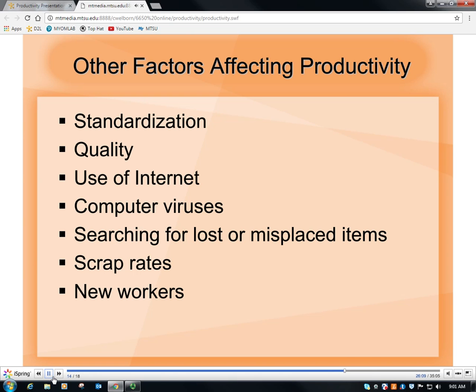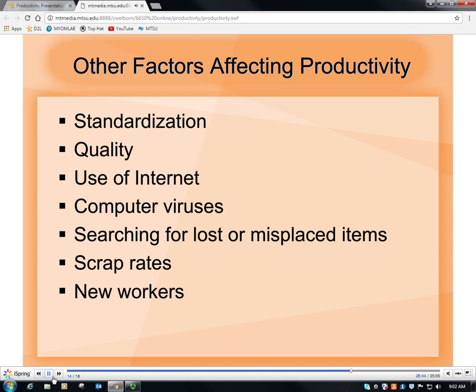Searching for lost or misplaced items. A lot of times on construction sites, we spend a lot of time wandering around looking for materials or looking for tools. A lot of times we do that in the office too. Sometimes offices are smaller, and so we don't wander quite as far. On construction sites, we can spend a lot of time because we have a lot of ground to cover. When we start talking about Lean and Six Sigma later in this class, we'll talk about ways to cut down on the time spent searching for lost or misplaced items.